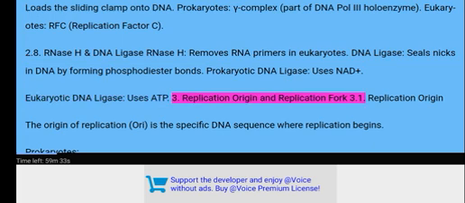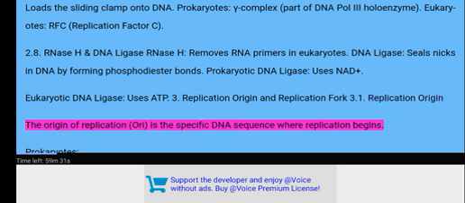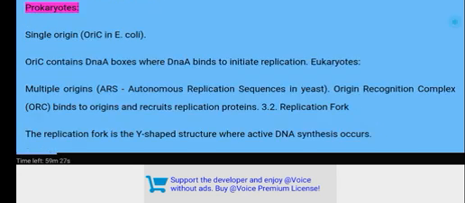3. Replication origin and replication fork. 3.1. Replication origin. The origin of replication, ORI, is the specific DNA sequence where replication begins. Prokaryotes: single origin, ORI-C in E. coli. ORI-C contains DnaA boxes where DnaA binds to initiate replication. Eukaryotes: multiple origins, ARS, autonomous replication sequences in yeast. Origin recognition complex, ORC, binds to origins and recruits replication proteins.